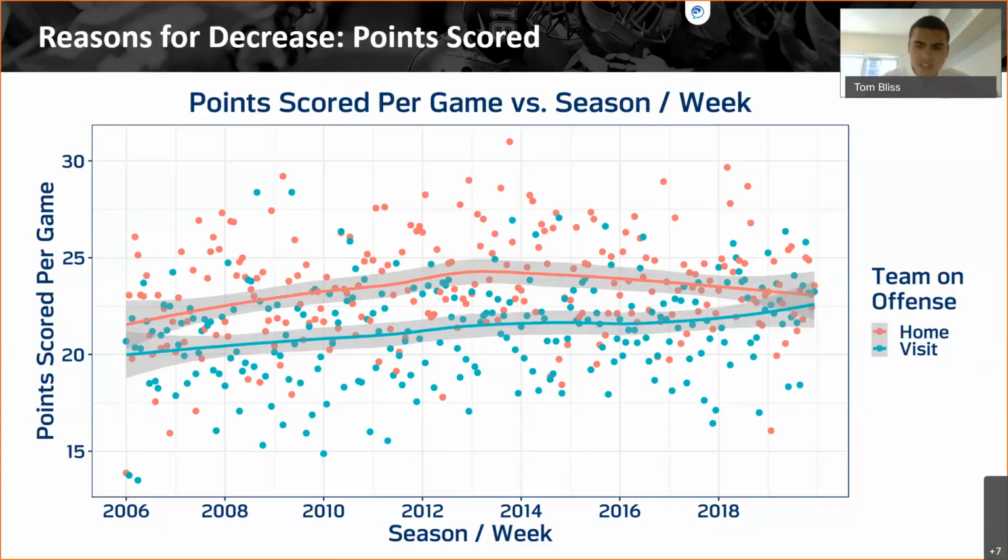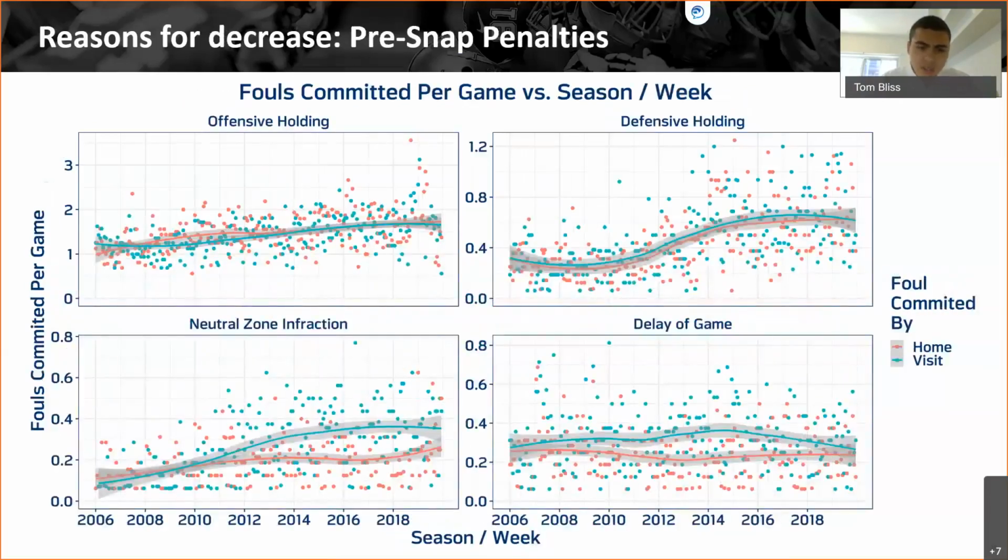Another thing we thought about is penalties, or maybe penalties changing. There are some penalties, such as offensive holding, and this graph works exactly the same. Each dot represents a season and week, and the average for that season and week in terms of fouls committed per game. The x-axis is season and week, the y-axis is the fouls.